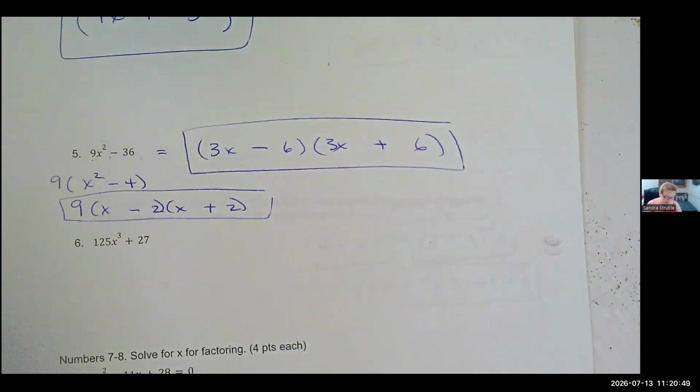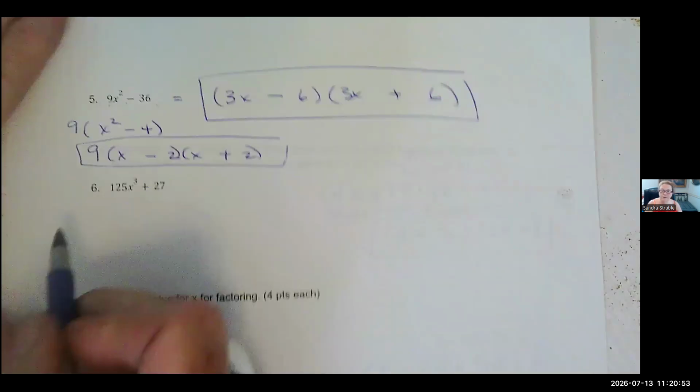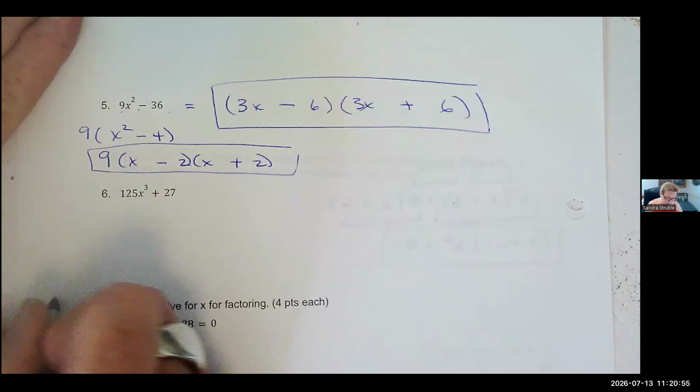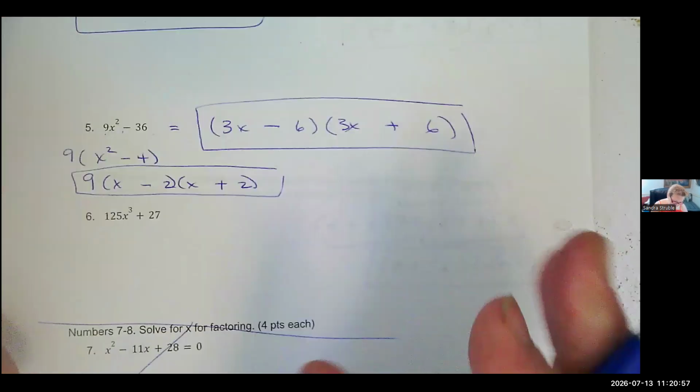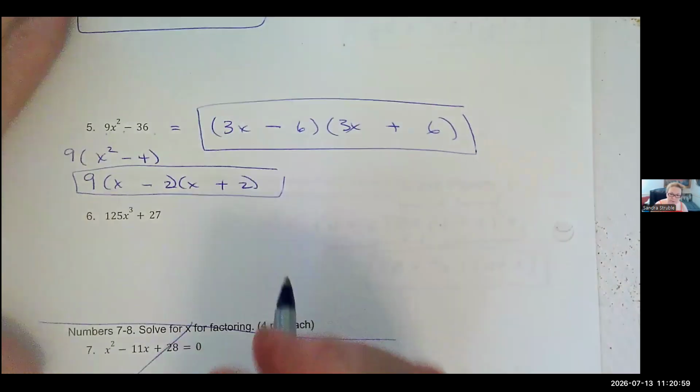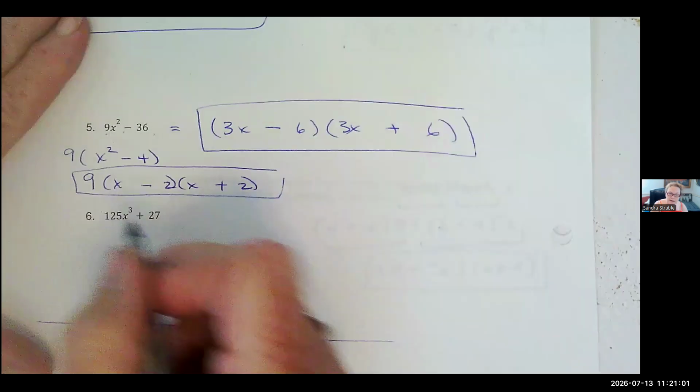The next one is the sum of 2 cubes. Ignore this because only one of you went through that pain, unfortunately. So sorry. I'm very sorry. This is going to be part of your review for the next test.